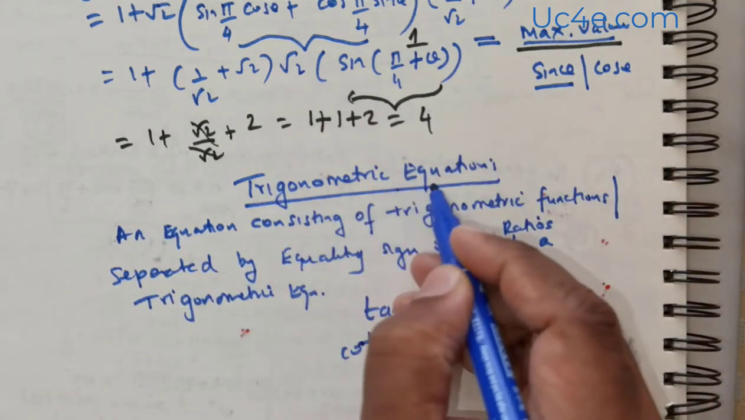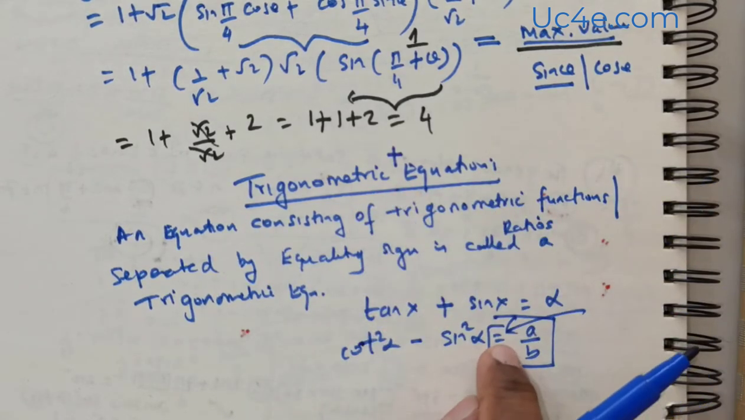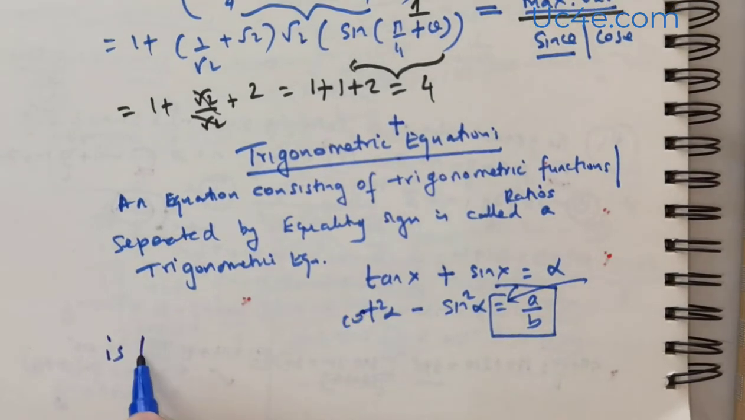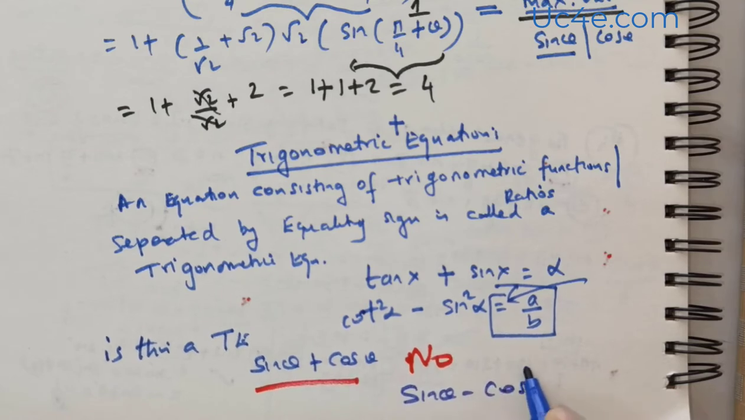So trigonometric equation is made up of two words: trigonometry plus equation. So you need to have the equality sign. Without the equality sign, if they were to give you some question like this, asking you, is this a trigonometric equation? And they give you, say, sine theta plus cos theta. The answer is no. This is not a trigonometric equation. On the other hand, if they are giving you something like this, say sine theta minus cos squared theta is equal to 2. Is this a trigonometric equation? The answer is yes. Simple as that, right?